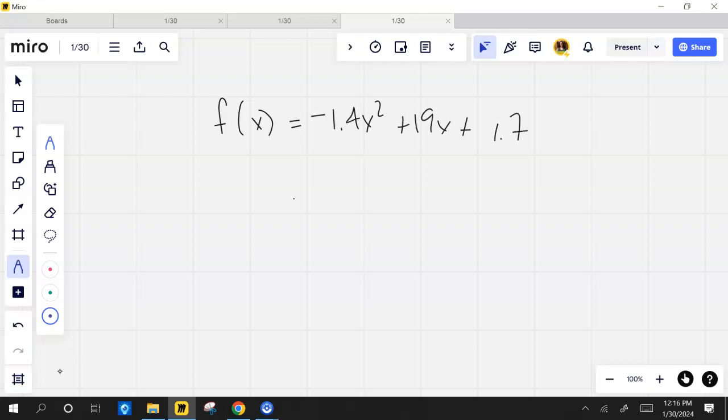All right, so this says that X is the month, and F of X is the temperature. Find the average rate of change from March to August. So if X represents the month, that means January is going to be 1, February is going to be 2, and so on. In March, X is 3. August would be 8. So all I'm doing is AROC on the interval from 3 to 8.